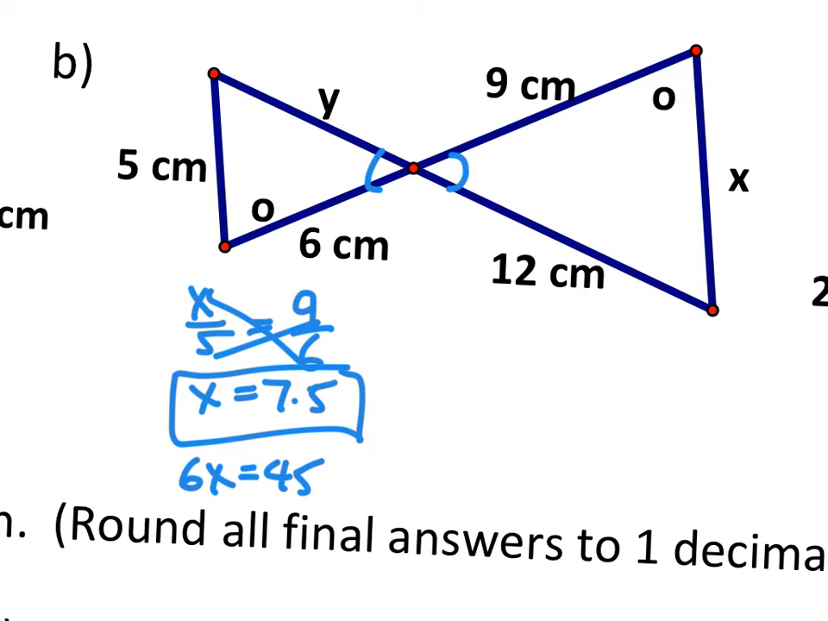Solving for y, we could say y to 12 is 6 to 9. So cross multiplying, y is 8.